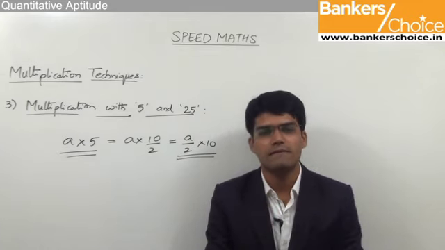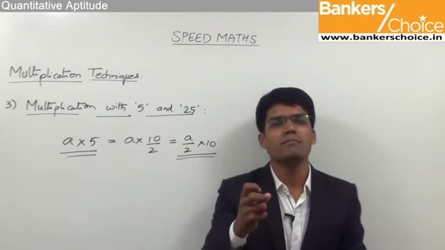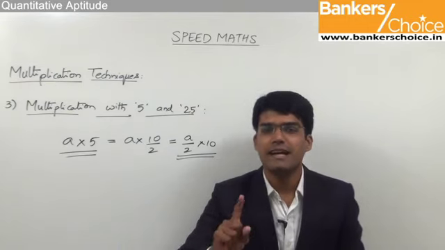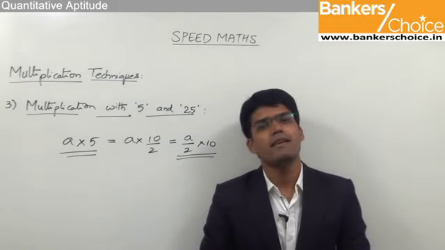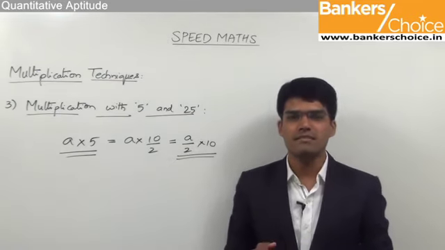5 is not 5. 5 is 10 by 2. Let us take a few more examples to understand this. Can you tell me what is 64 into 5? Time is up. Yes, 320 is the correct answer. Half of 64 is 32. Taken 10 times is 320.